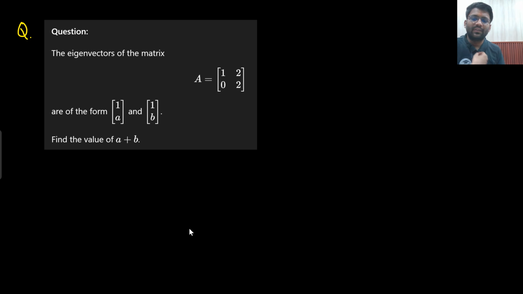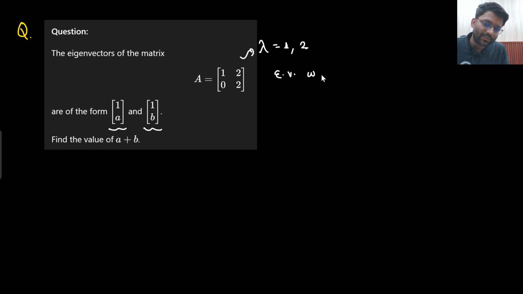The eigenvector of the matrix is given. We need to find out the value of a plus b. Okay, so how will you do it? You can find out the eigenvectors. Basically, you need to find the eigenvectors to be 1, a and 1, b. We know what the eigenvalues will be: the eigenvalues are simply 1 and 2. So what will be your eigenvector with respect to eigenvalue lambda equals 1? What would that be, sir? A minus lambda I equals 0 I need to put. So from the diagonal elements I will subtract 1.